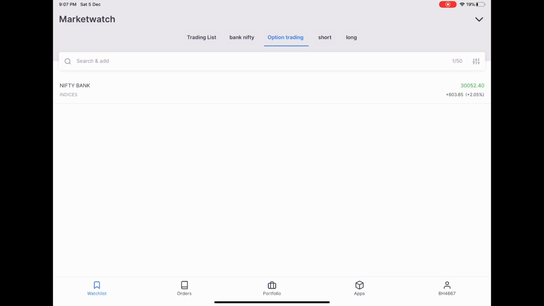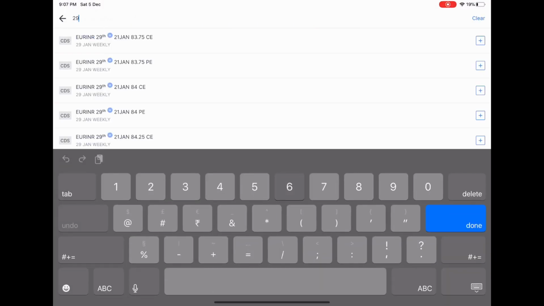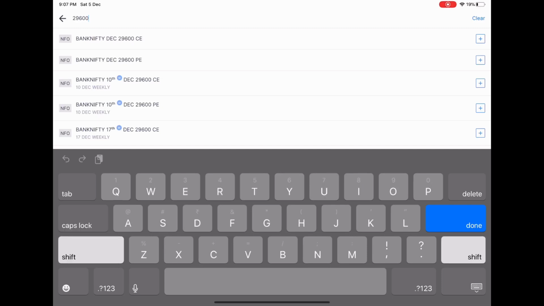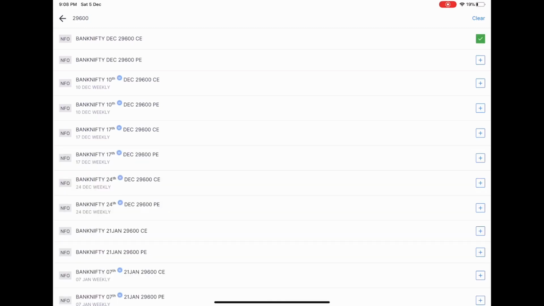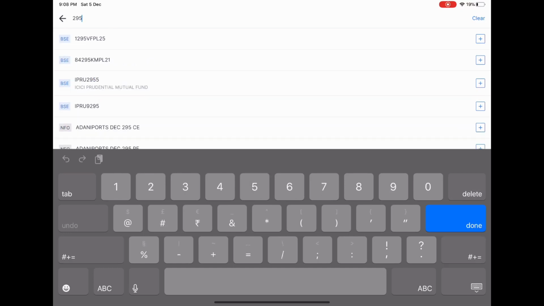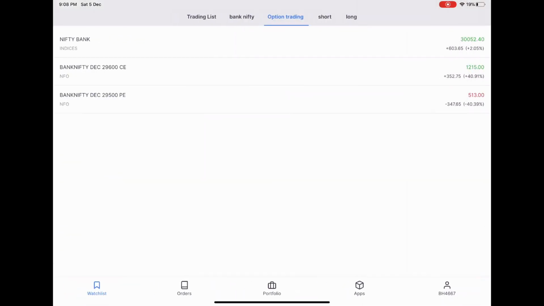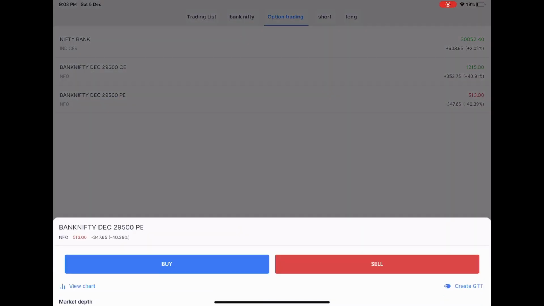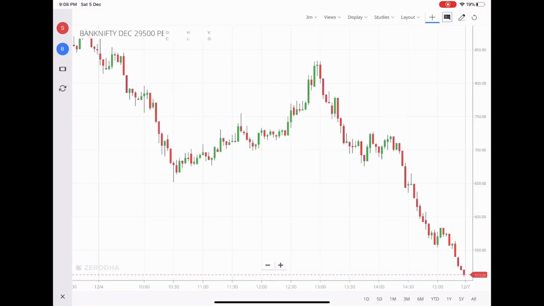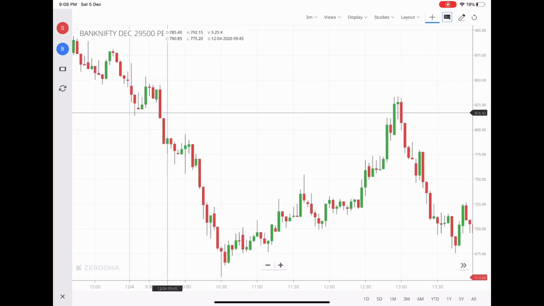So we will add 29,600 CE and 29,500 PE. Since Bank Nifty is trading positive, we will try to find the opportunities in put options. So let me clear this.